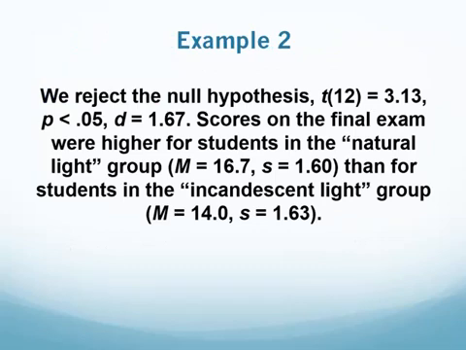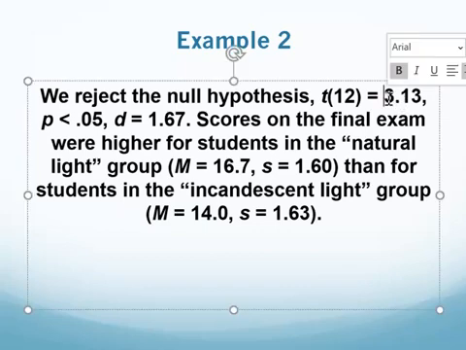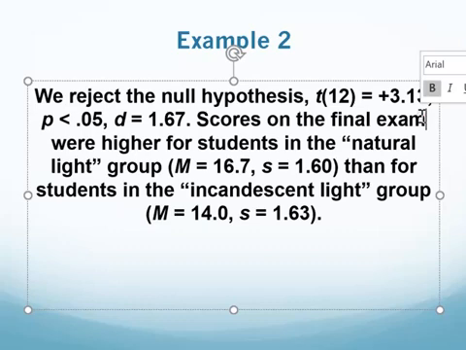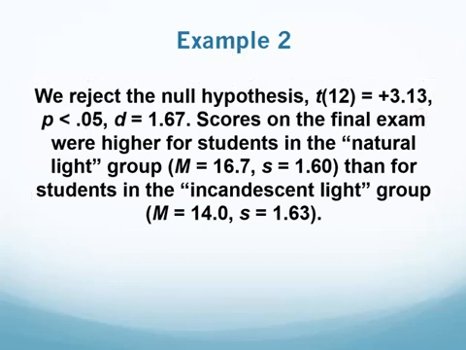And all that we have left to do is to state these results in APA format. So we have a statement in the very first sentence that says we reject the null hypothesis. Then we want to report our test statistic. So t, and in parentheses goes our combined degrees of freedom of 12, equals plus 3.13. p less than 0.05 because we rejected the null hypothesis.